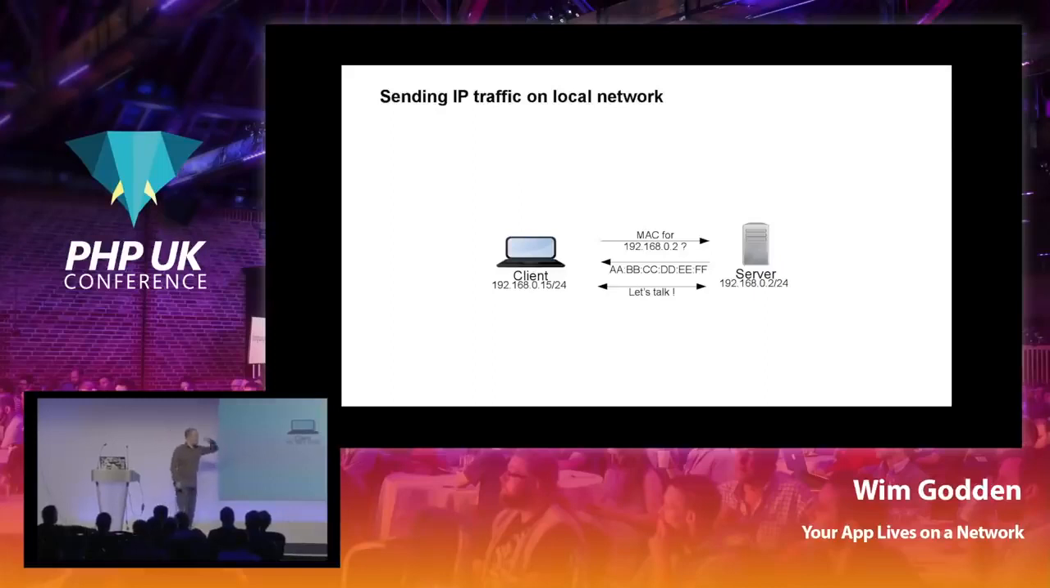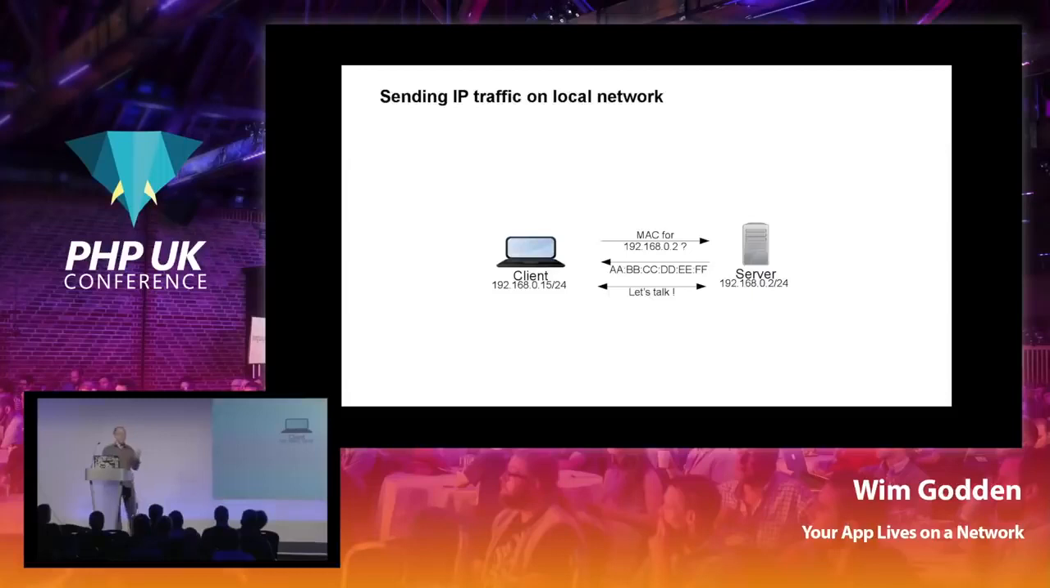So he's going to send an ARP request and say, does anyone know the MAC address for that IP? And that server is going to reply and say, oh, this is my MAC address. And now they can talk, because now they can exchange Ethernet packets. And within those Ethernet packets, there are IP packets and so on. Now, how do IP packets find their way when they want to go beyond that, when they want to go anywhere, really?